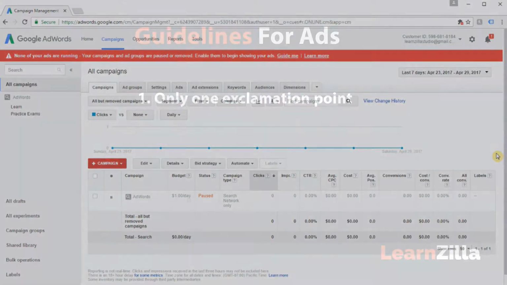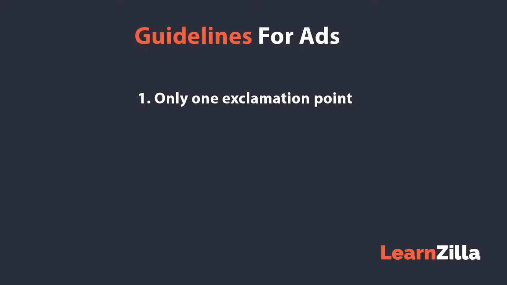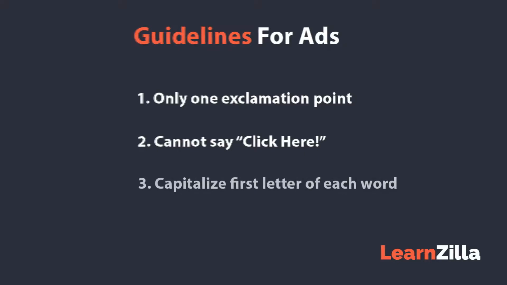So, there are three basic guidelines to creating ads. First, Google only allows you to use one exclamation point, and it has to be in the description. Second, you cannot say click here. Google considers those ads spammy and will not approve them for use. And finally, be sure to capitalize the first letter of each word and be sure to utilize 100% of your ad space. These two tips will make your ads look bigger and ensure that they stand out from your competition.